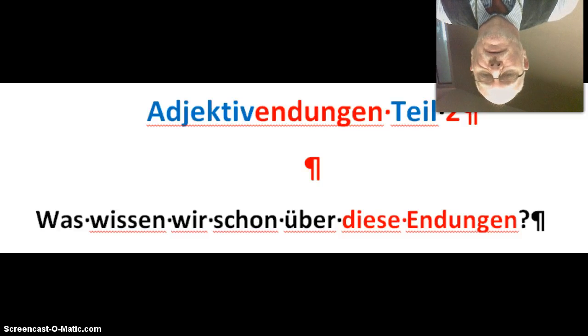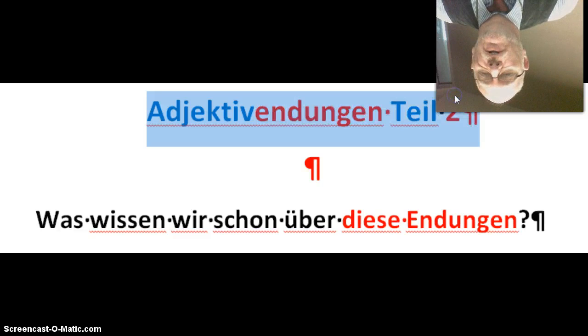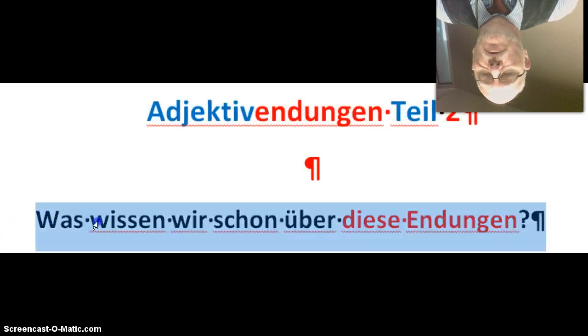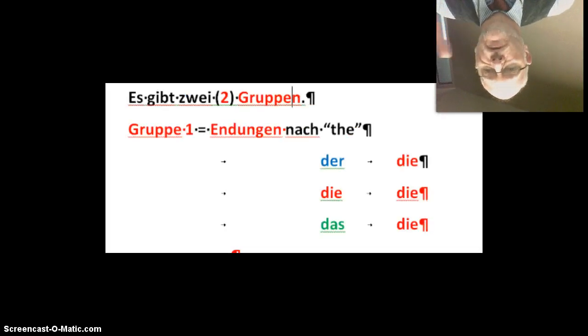Heute geht es um Adjektivendungen Teil 2. Was wissen wir schon über diese Endungen? Es gibt zwei Gruppen. Gruppe 1, Endungen nach der, die, das.